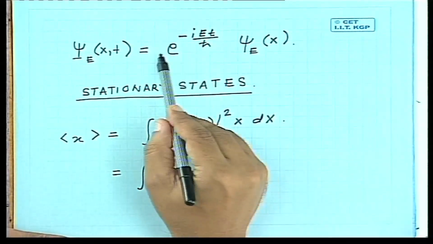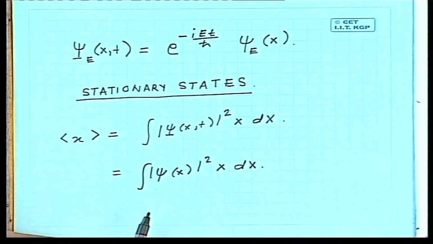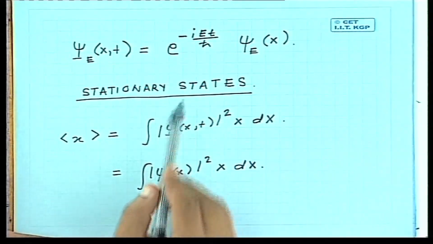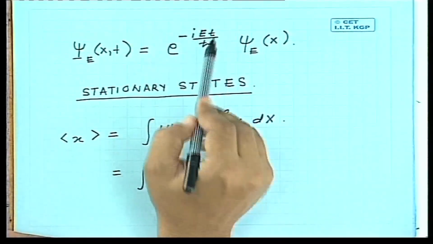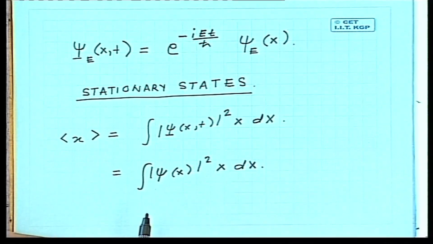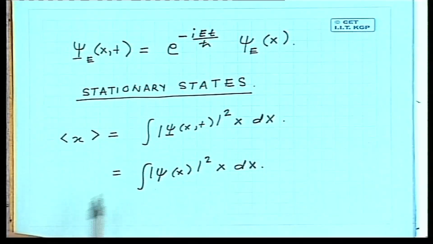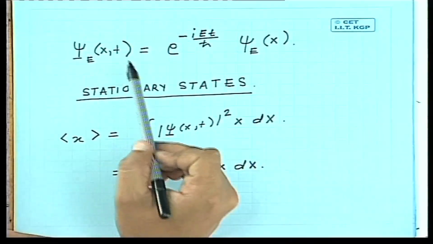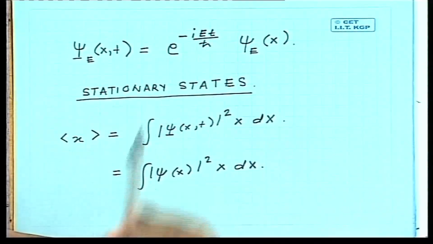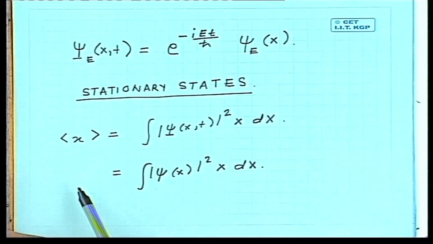Although the wave function itself changes in time, the time evolution is just through multiplication by a phase. And this in no way affects expectation values, because when I take the complex conjugate and multiply it with itself, this does not contribute. And expectation values are time independent for such states. And these are called stationary states of the system.